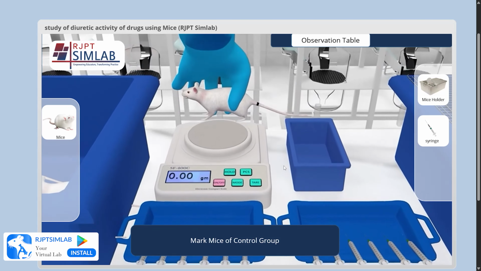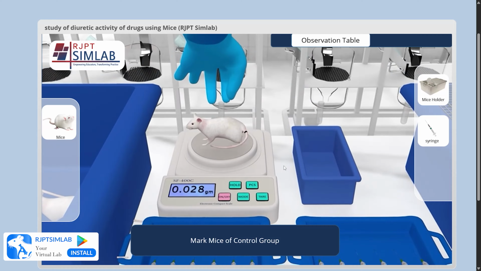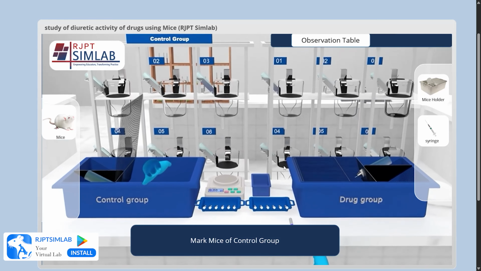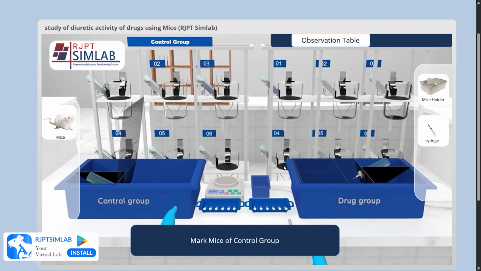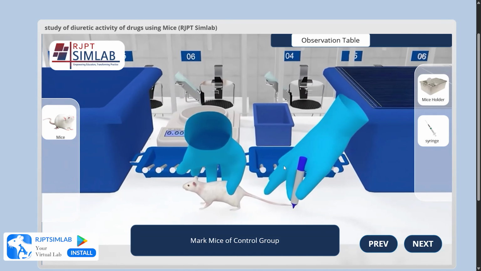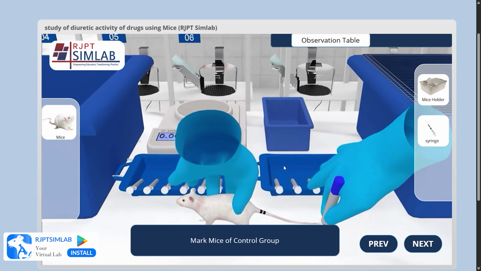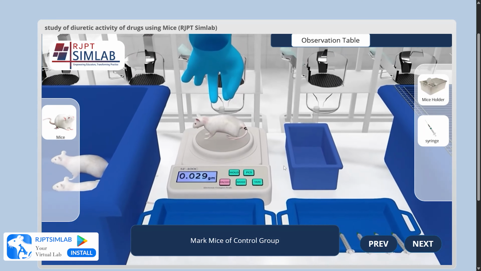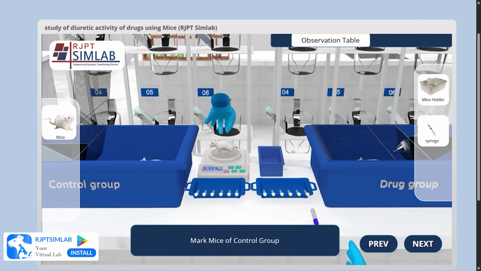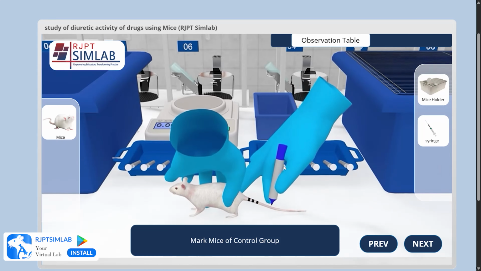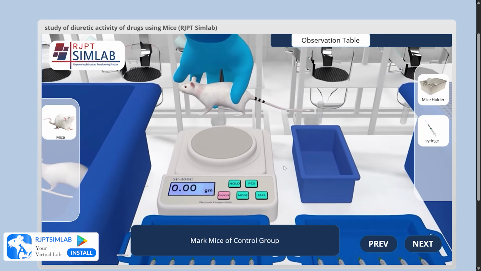As we can see, we are marking the mouse. We are using mice over here, and then we will mark the mice on their tail so that we can know that we are using mice of the control group. We are using 6 mice, so we are numbering according to the lines that we are making on the tail. Then we will measure it on the weighing machine so that they are of an average weight. As we can see, this is of the number third. We are using 6 mice for the control and we are using 6 mice for the drug group.